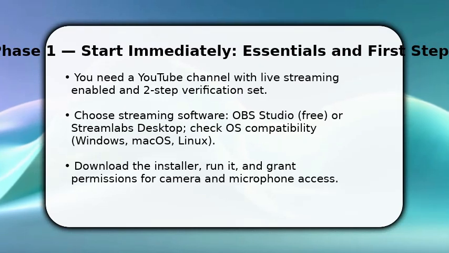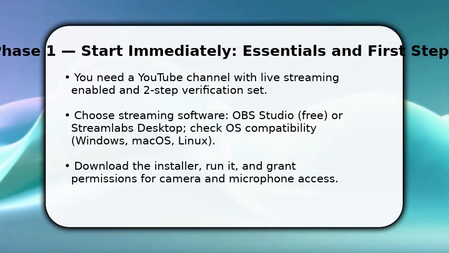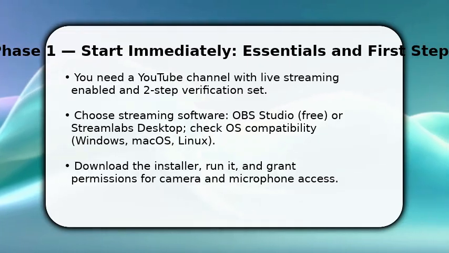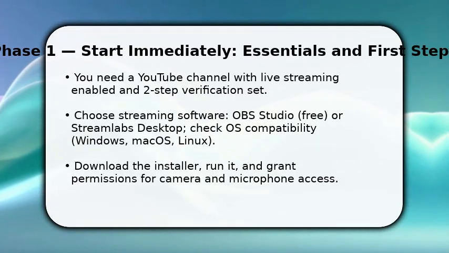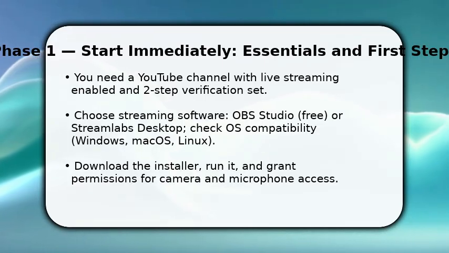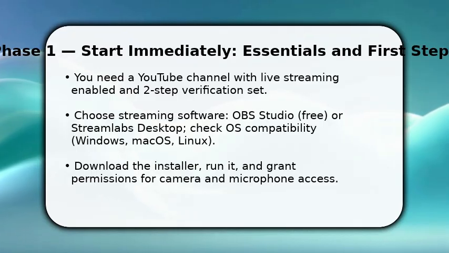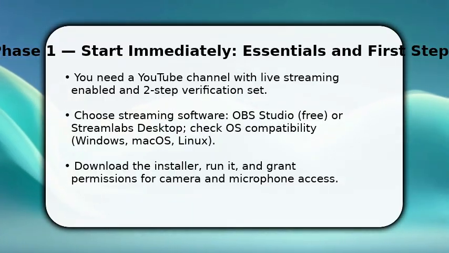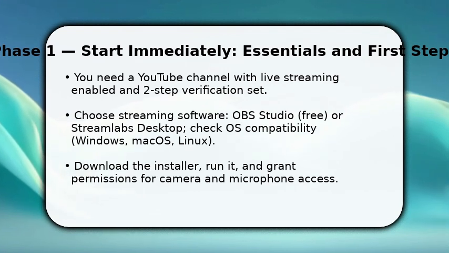Enjoy the video. You start by confirming the essentials. Your YouTube channel must have live streaming enabled and two-step verification active. Once that's done, pick software: OBS Studio if you want minimal setup, or Streamlabs Desktop for integrated widgets and themes. Download the installer for your operating system, run the file, and allow camera and mic permissions when prompted. This gets you past the friction point quickly. By the time install finishes, you'll be ready to configure scenes and sources.